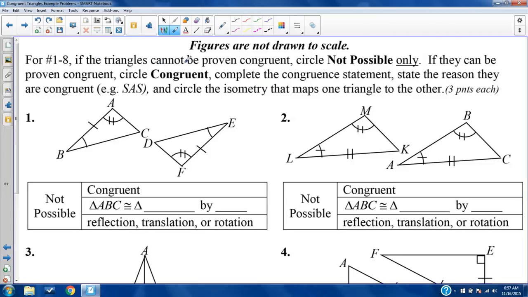If the triangles cannot be proven congruent, circle not possible only, meaning leave the rest alone. If it's not possible, then we leave it be. If they can be proven congruent, circle congruent. Complete the congruent statement, state the reason they are congruent, like side angle side, and circle the isometry that maps one triangle to the other, meaning what kind of transformation takes place for one to be the other.